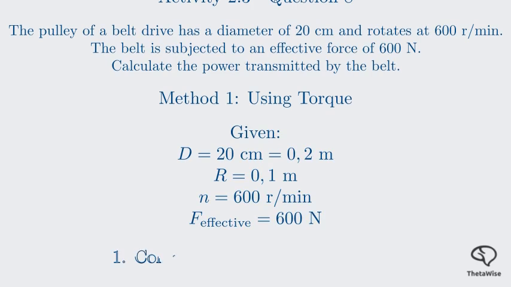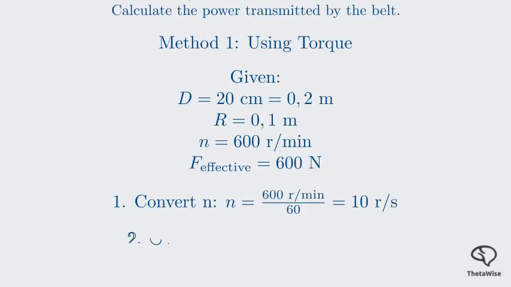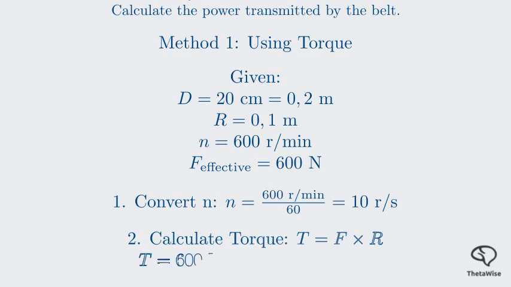Step 1 is to convert the rotational frequency to revolutions per second. 600 divided by 60 gives us 10 revolutions per second. Step 2 is to calculate the torque. Torque equals force times radius. T equals 600 newtons times 0.1 meters, which gives us a torque of 60 newton meters.